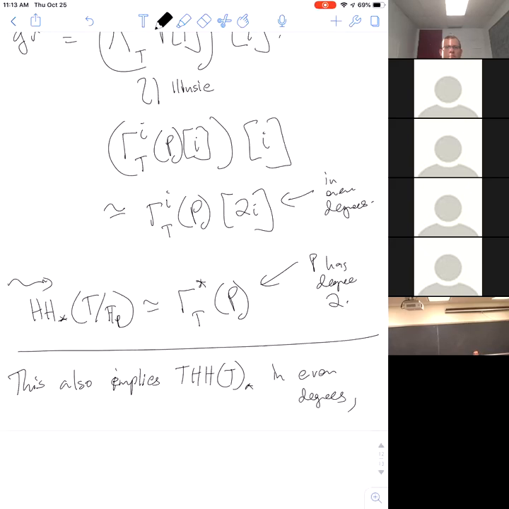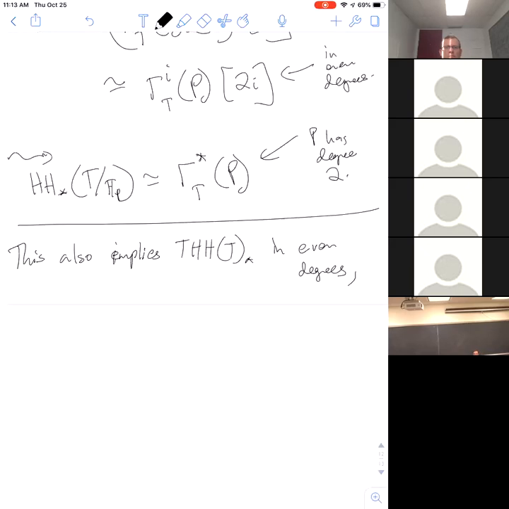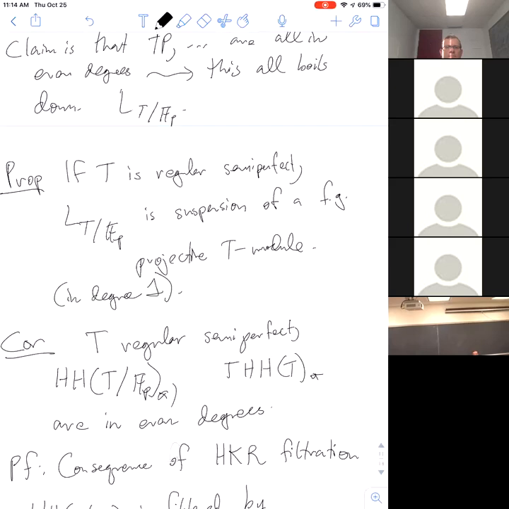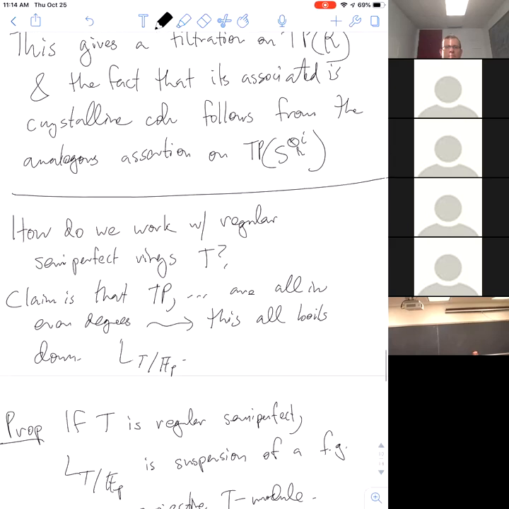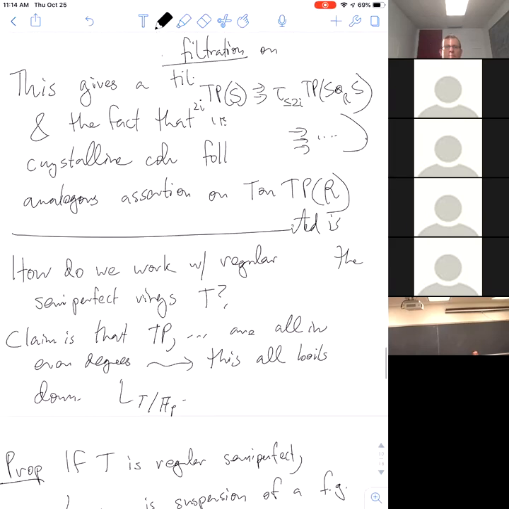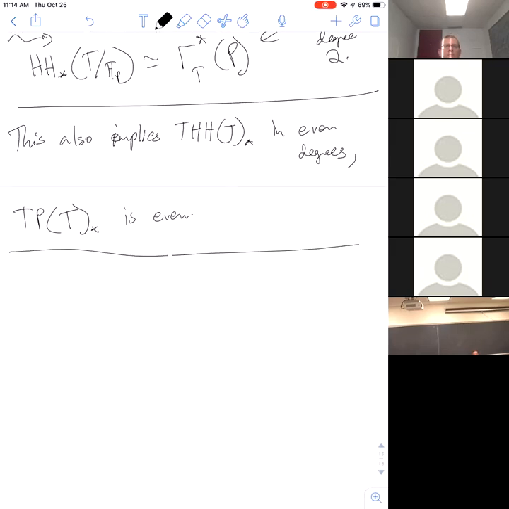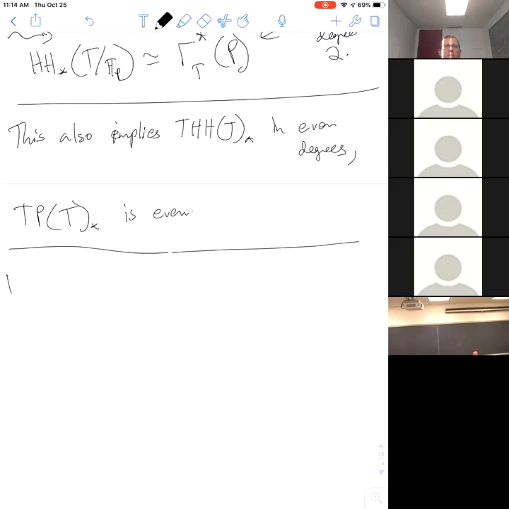And then you can take the S1 Tate construction. Again, that's going to take even things to even things. So also TP of T is even. Okay. So that's the first step. First it's all in even degrees, by this cotangent complex stuff. But then you actually want to identify these rings. So now you know it's in even degrees, you actually want to say what it is explicitly.